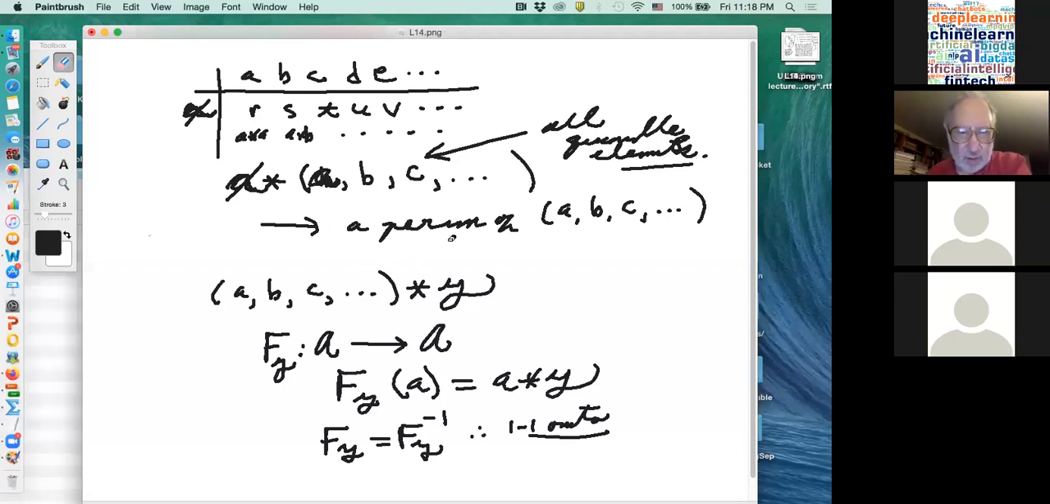So let me just mark it as a question. Show that both rows and columns are permutations.